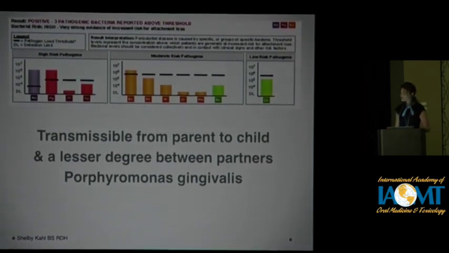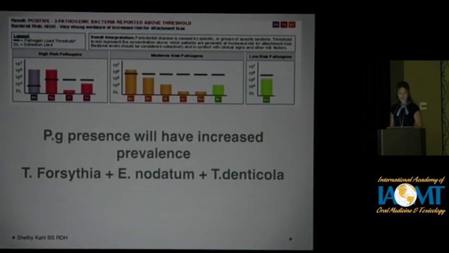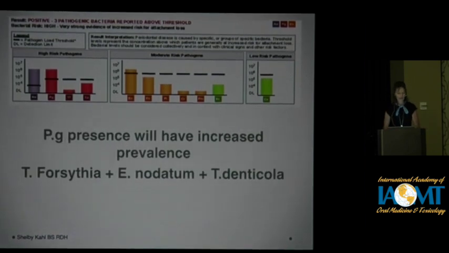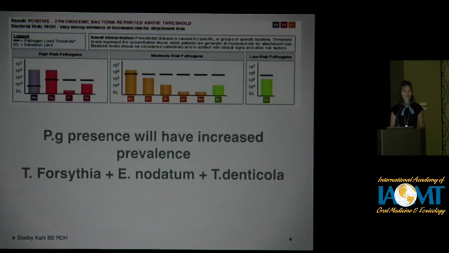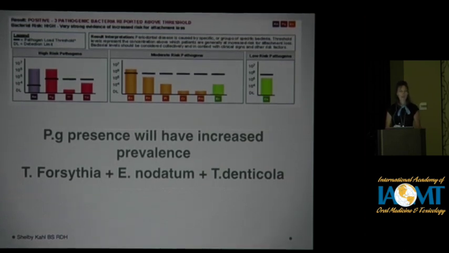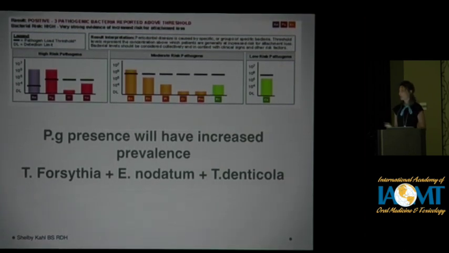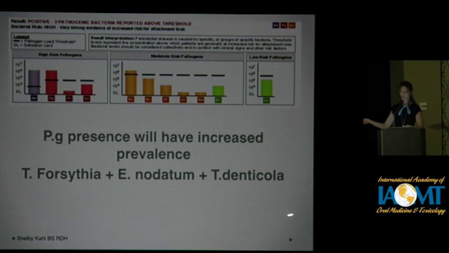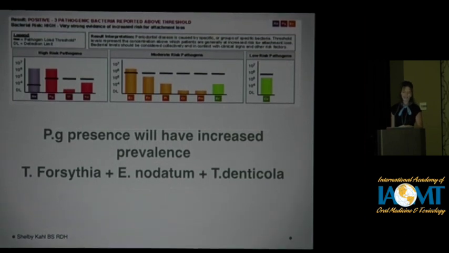So the other thing that I know about salivary testing for P. gingivalis is you're going to have an increased prevalence. If I have P. gingivalis, I'm going to have an increased prevalence for T. forsythia. I'm going to have an increased prevalence for E. notatum and an increased prevalence for T.